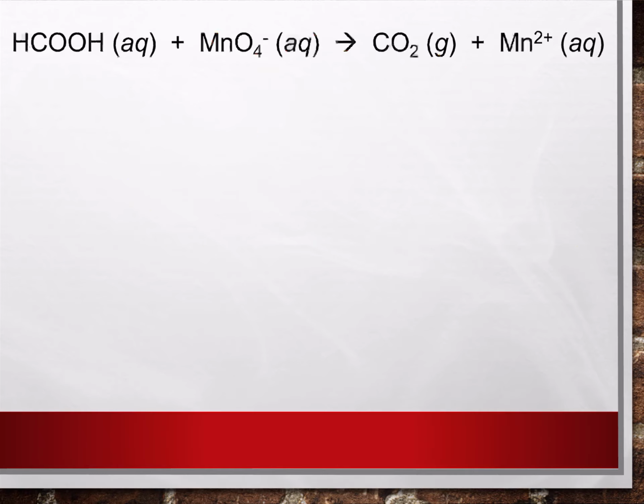The next reaction, though, is not so straightforward. As you can see, we've got oxygens and hydrogens, so this one looks like it will be more fun. So we're going to write 2 different reactions. One of them will deal with the manganese, and the other one will deal with the carbon. So our manganese reaction will be MnO4- to Mn2+. And our carbon reaction will be this one to carbon dioxide.